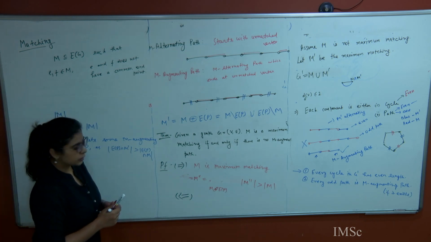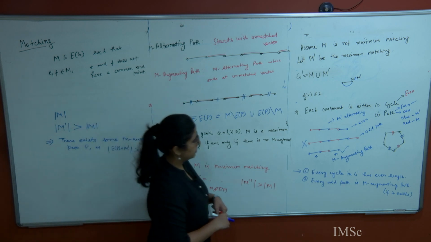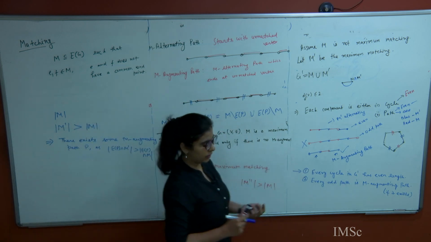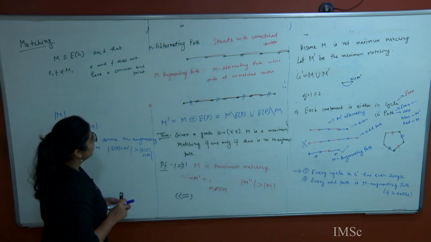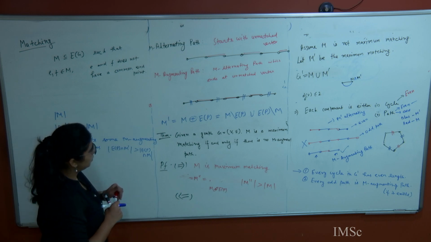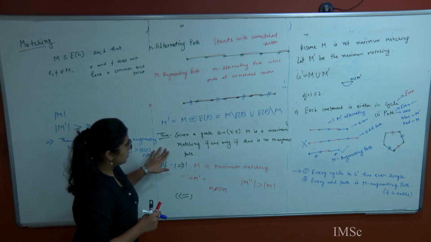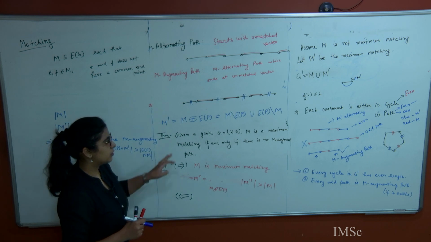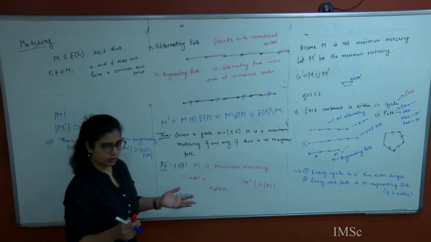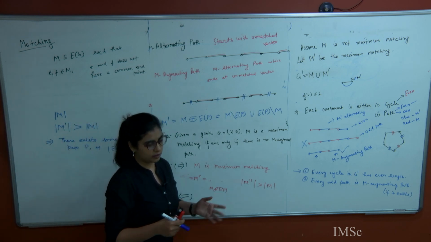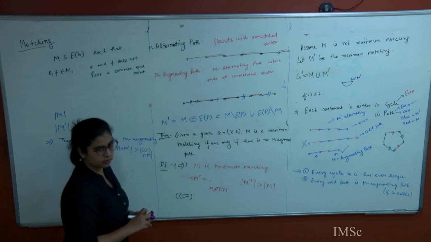Okay, so we are done. That means there exists such a path, and we can augment it. So this is a characterization. Now, based on this characterization, you can design algorithms for general graphs or special graphs.